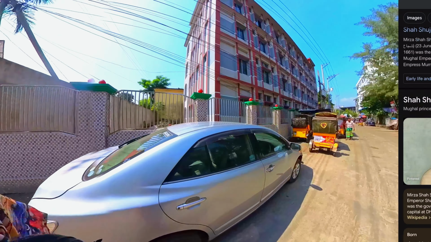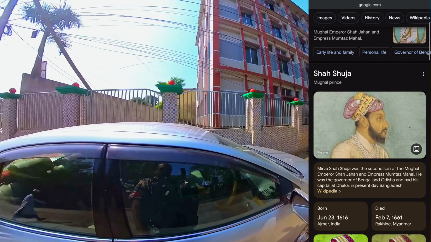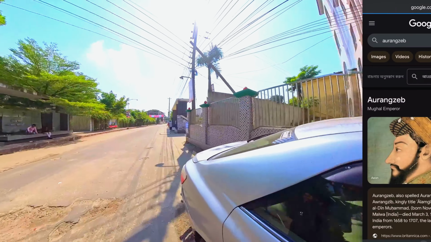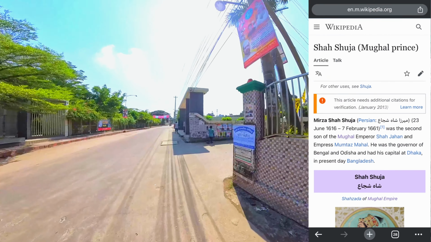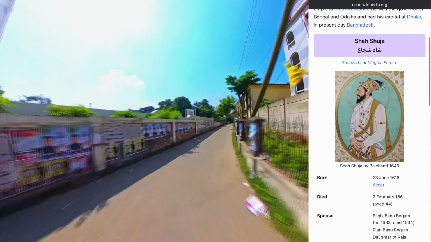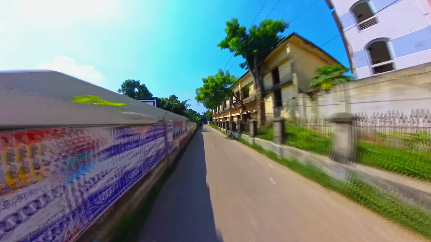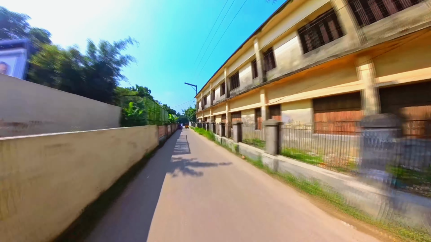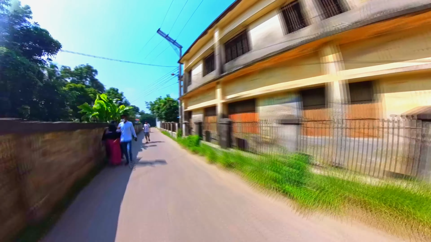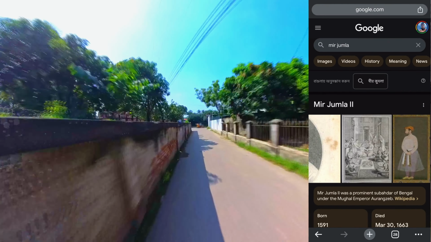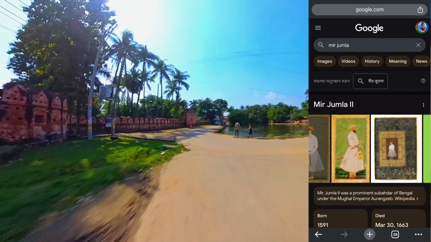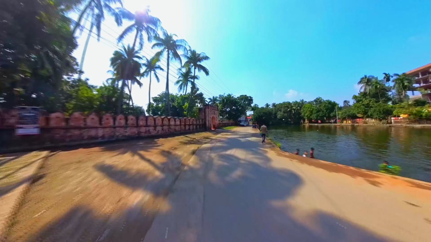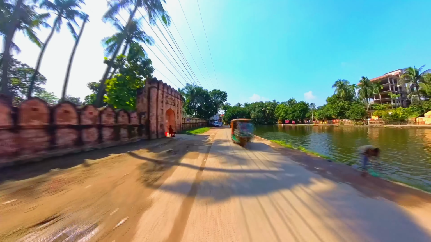The Subedar of Bengal, Shah Shuja, decided to campaign against Aurangzeb. Aurangzeb won the throne and fired Shah Shuja from his job. He became a rebel and started looting and destruction. To solve the Shah Shuja problem, Aurangzeb appointed a maritime trader named Mir Jumla. Later, in 1660, Mir Jumla was appointed as the Subedar or the governor of Bengal.